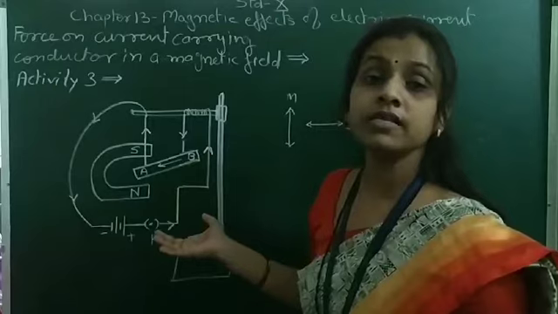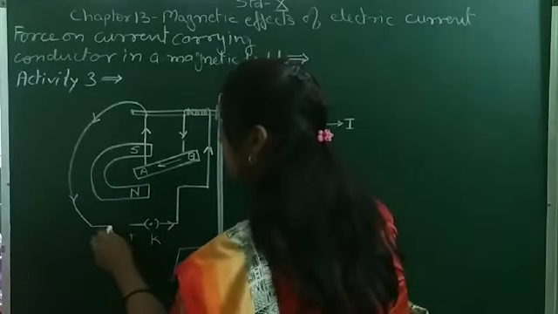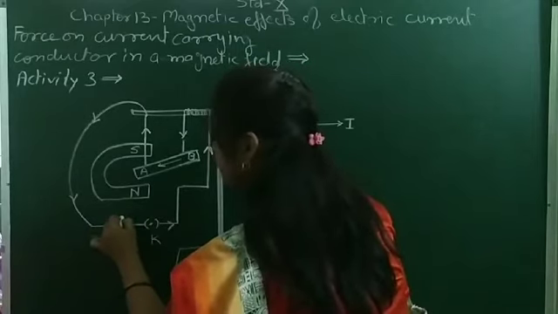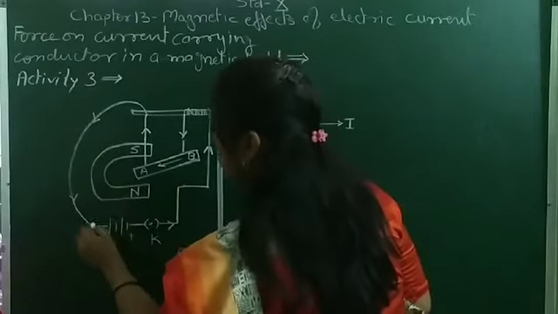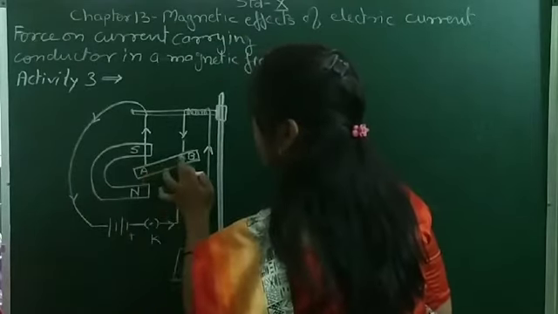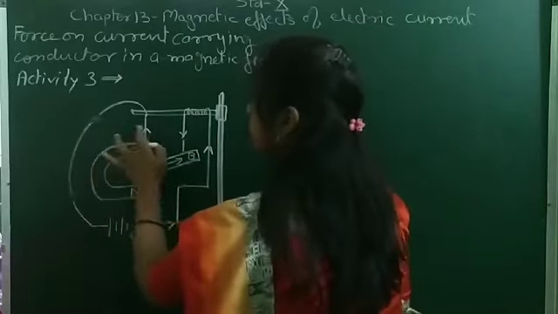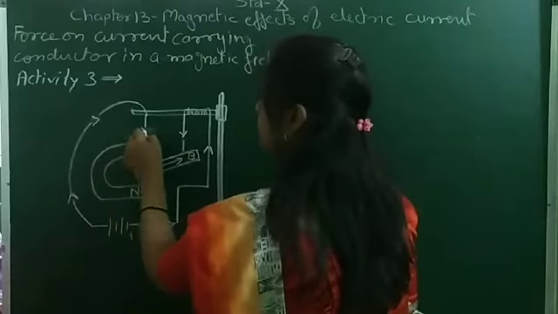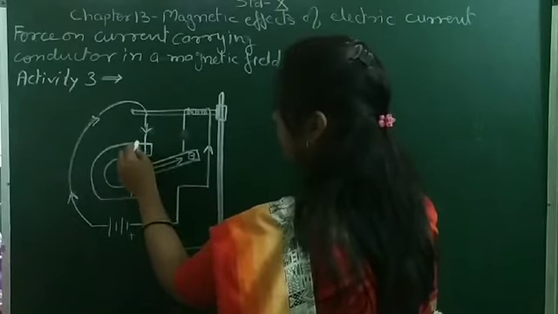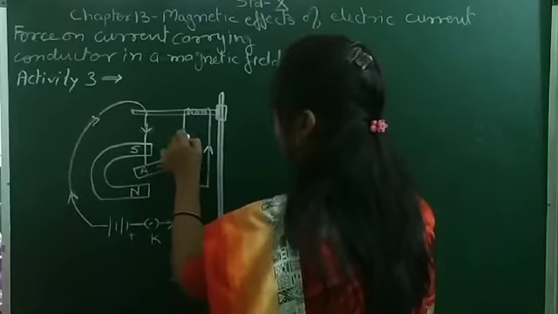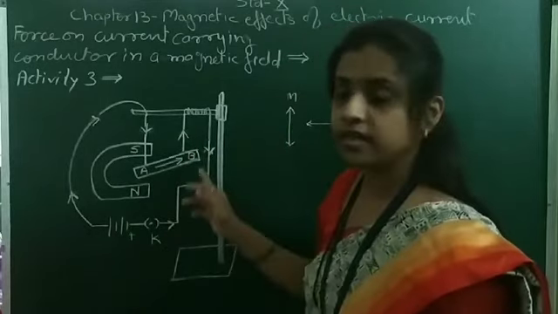Now if we reverse the direction of the current, how do we reverse it? Suppose we change the direction of the battery, so that the battery is like this. Now the direction of the current is from A to B. The direction of the current gets changed, and now the direction of the current is like this. In this way the direction of the current gets changed.